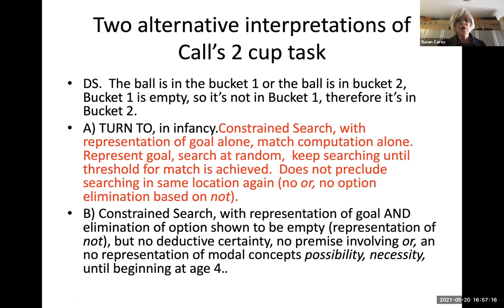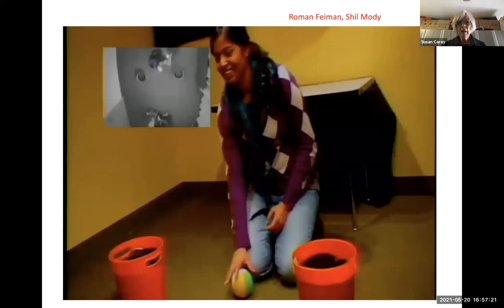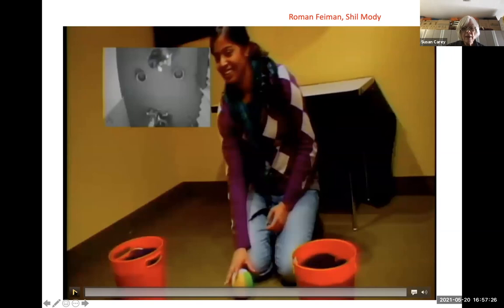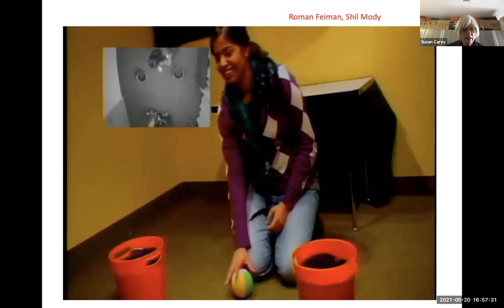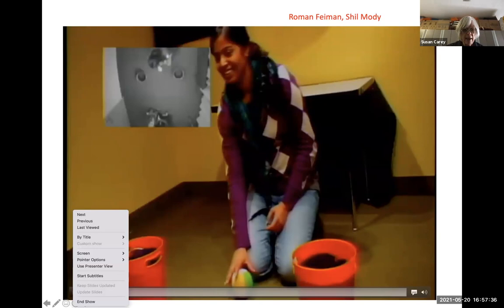So last experiment, the infant studies. As I told you, we don't even know when infants solve the cups task. So here is what I showed you before, what a 15-month-old did.